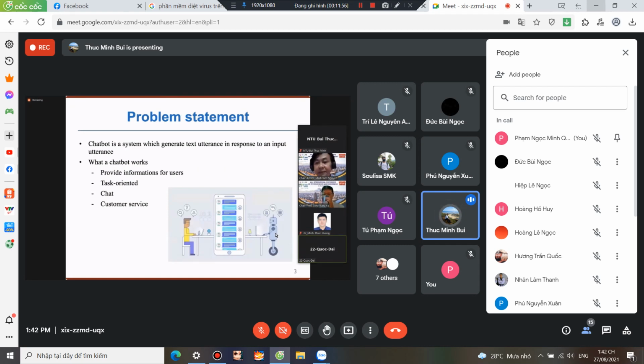First, a chatbot is a computer program that can simulate conversation and interact with humans. They can generate text utterances in response to an input utterance. They can also provide information for users. They can help users do some tasks or answer questions from users.